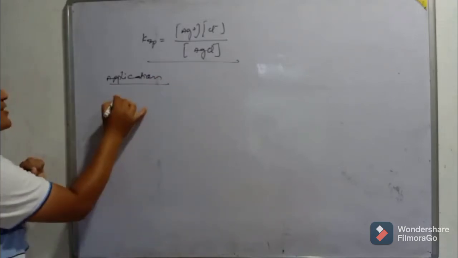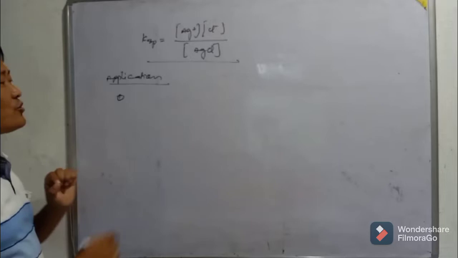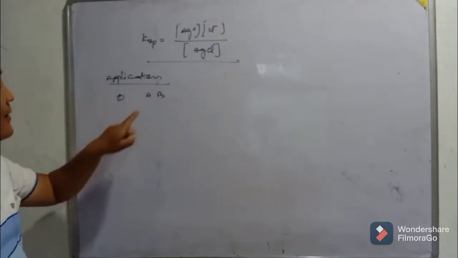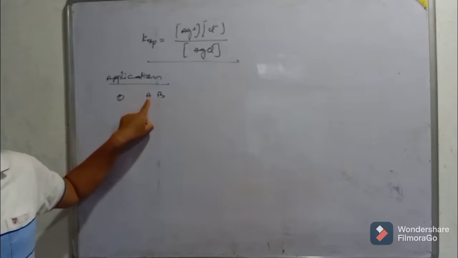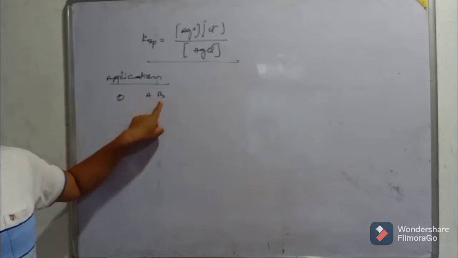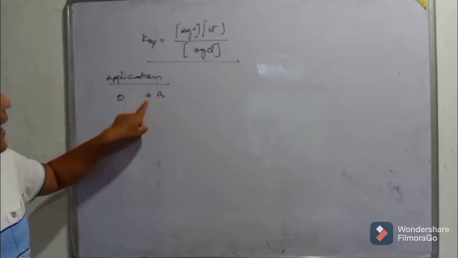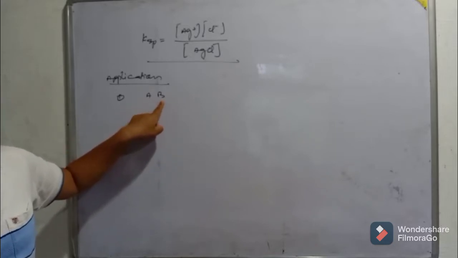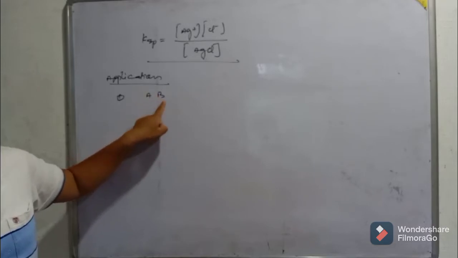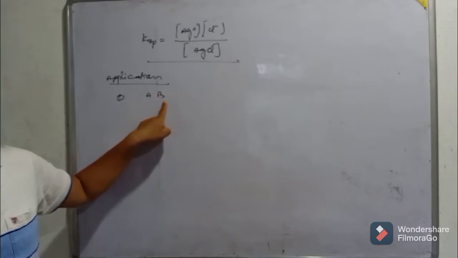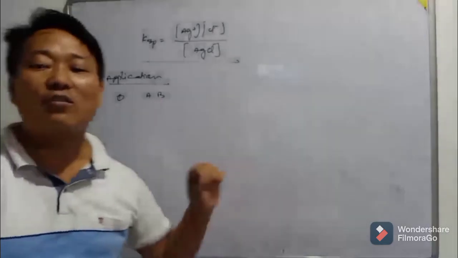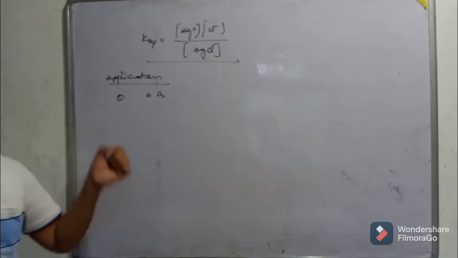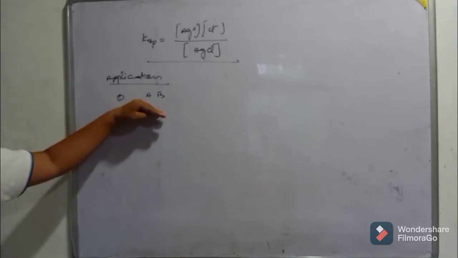The first case, both A and B should be monovalent. Monovalent means A's valency should be 1 and B's valency should be 1. Either both will be 2, or both will be 3, and we shall not take 4. Why? Because here we are not adding the d-block elements. The complex compounds we are not going to take here.